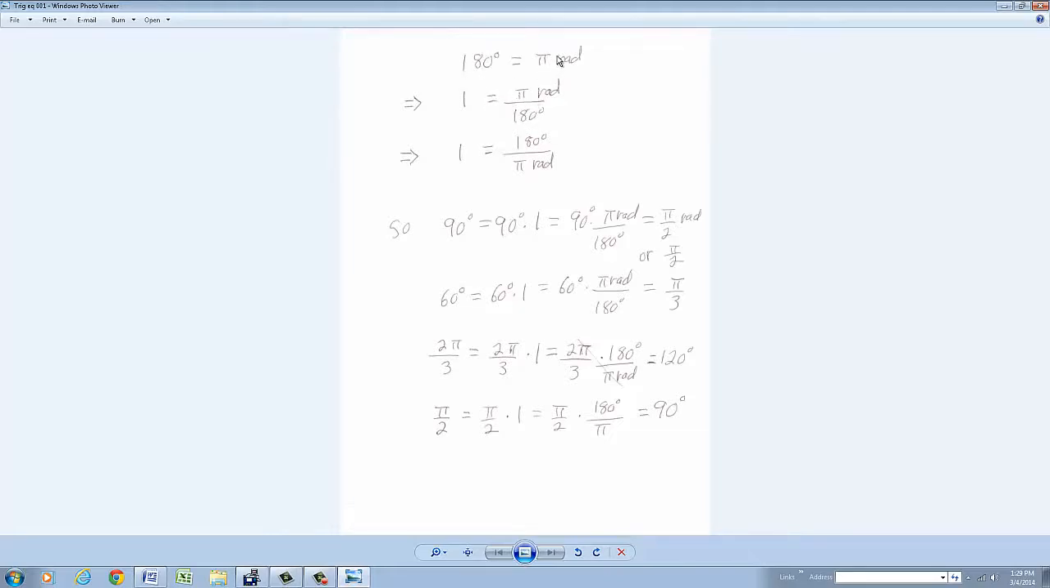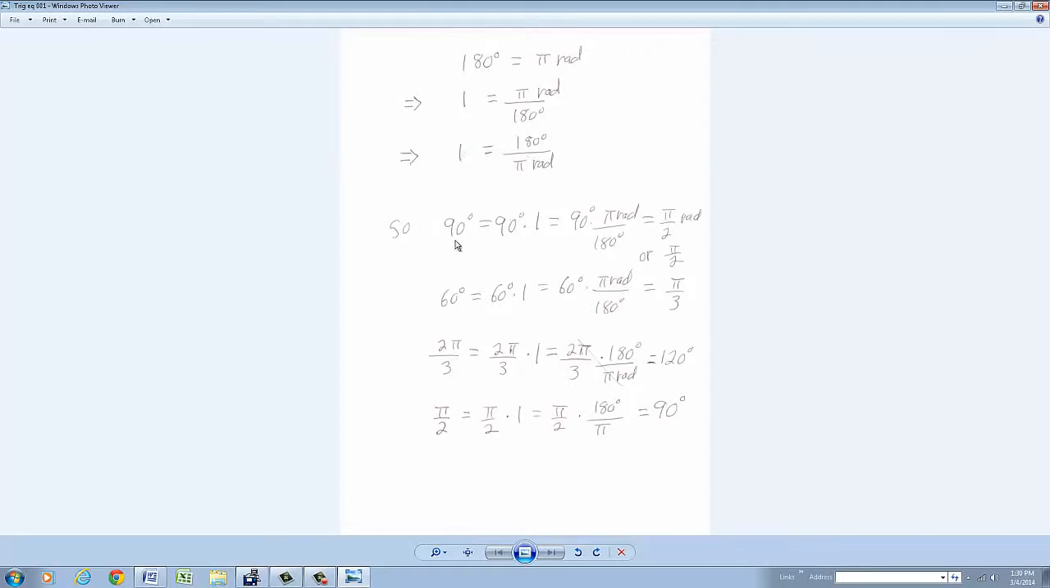If I choose to divide both sides of this equation by pi radians, then the right side becomes 1. I put it over here. And the left side, which is right here, is 180 degrees divided by pi radians. Okay, so I use basically these two factors to convert from one measure to the other.